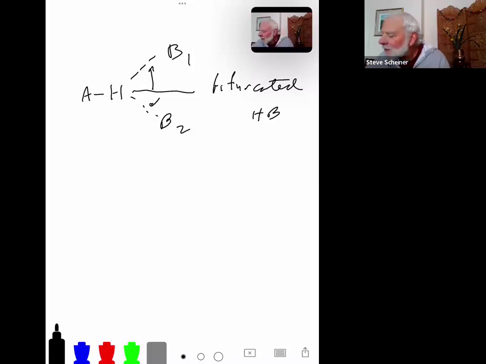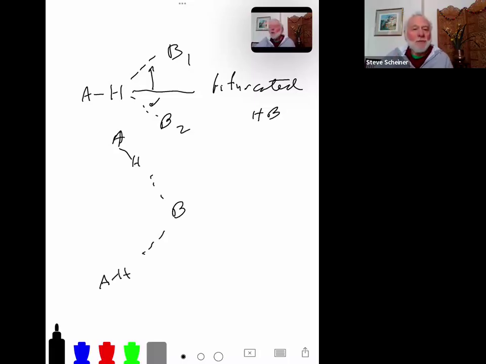And the last thing is the base too. That could also have, in this case, 2 proton donors. This is also a bifurcated hydrogen bond, but here one base is sharing 2 proton donors. So I'm not going to get into a lot of detail, but this is something that will arise in protein structures, not that unusually. They will show up from time to time.